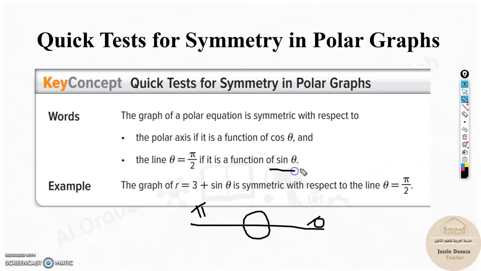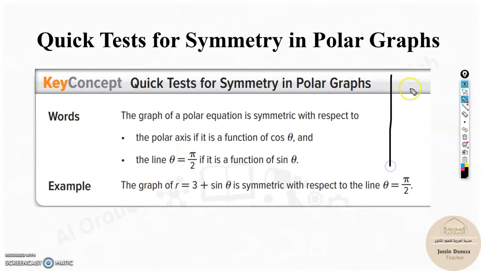Now coming to the sine function, it is symmetrical with respect to theta equals pi by 2. That means it's the vertical line. If you have, say, a shape like this, then the left side will be the same thing. This is not exact, but in reality it'll be symmetrical. I hope you understand the concept. Now we will see some problems. Over here they have written, r equals 3 plus sine theta is symmetrical with respect to the line pi by 2. So whatever is over here will be over here.